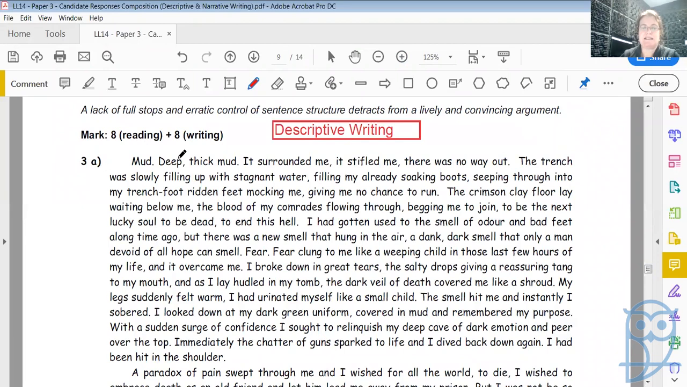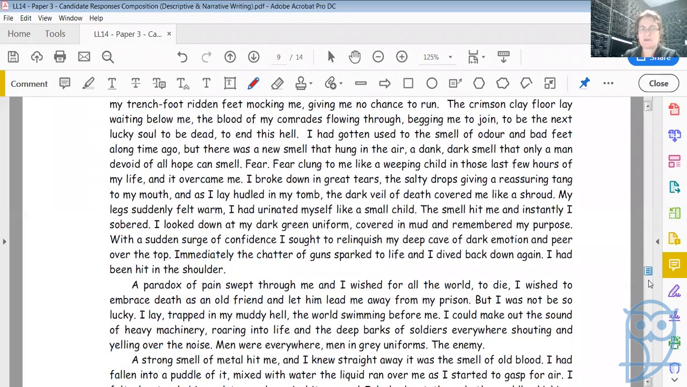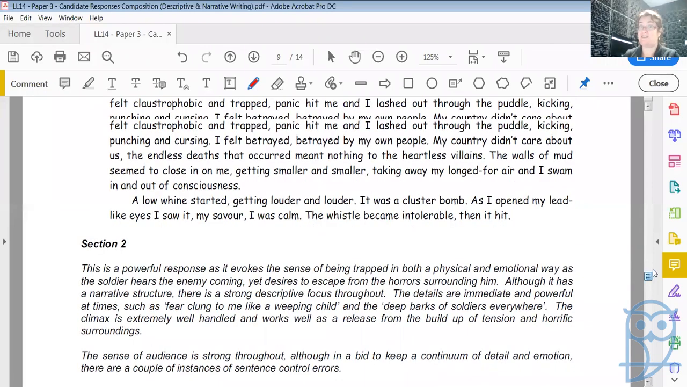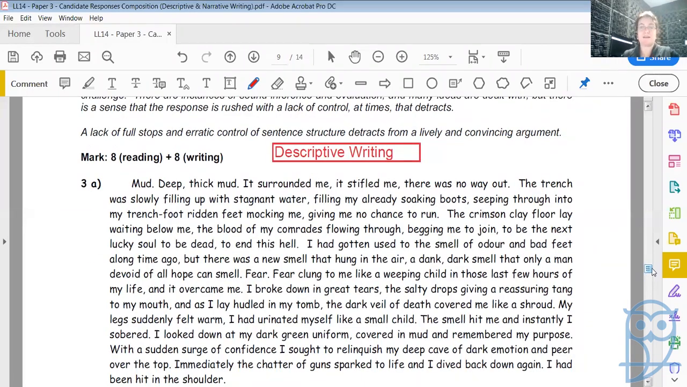Mud, deep, thick mud. It surrounded me, it stifled me, there was no way out. Isn't that an interesting opening? Let's see what this person got. They got a grade A. So they did well, okay? They got a grade A.